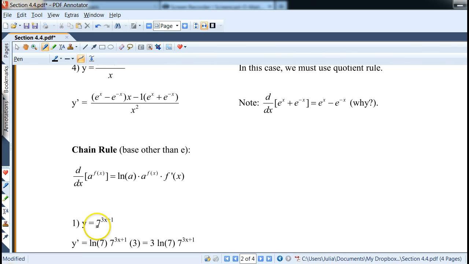Y equals 7 to the 3x plus 1 power. How do we do the derivative? Well, it's a ln of 7 times 7 to the 3x plus 1 power times derivative of 3x plus 1 is 3. And sometimes we can move 3 to the front, make it a constant. So this would be the final answer. 3 times the ln of 7 times 7 to the 3x plus 1 power.